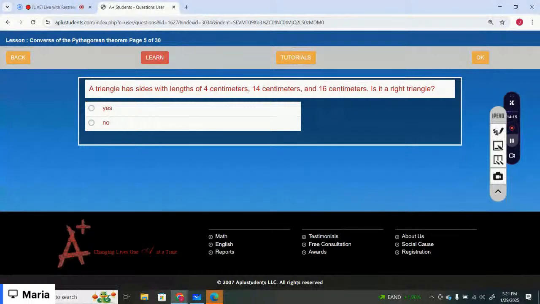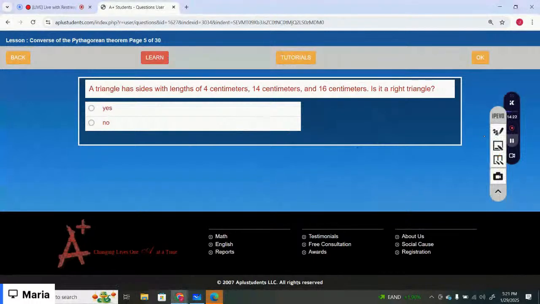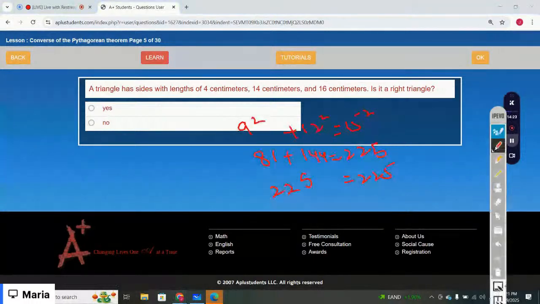A triangle has side lengths of 4 centimeters, 14 centimeters, and 16 centimeters. So is it a right triangle? I think no. No, they are not equal. The correct option is no.